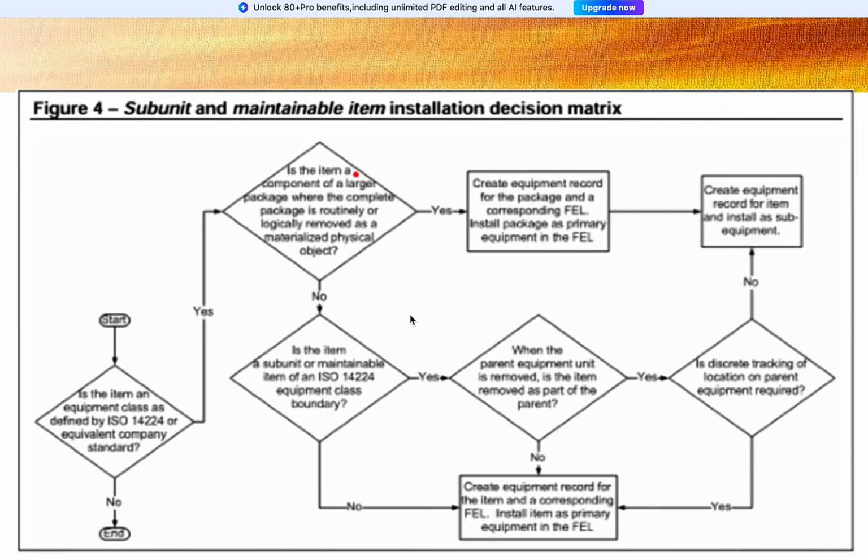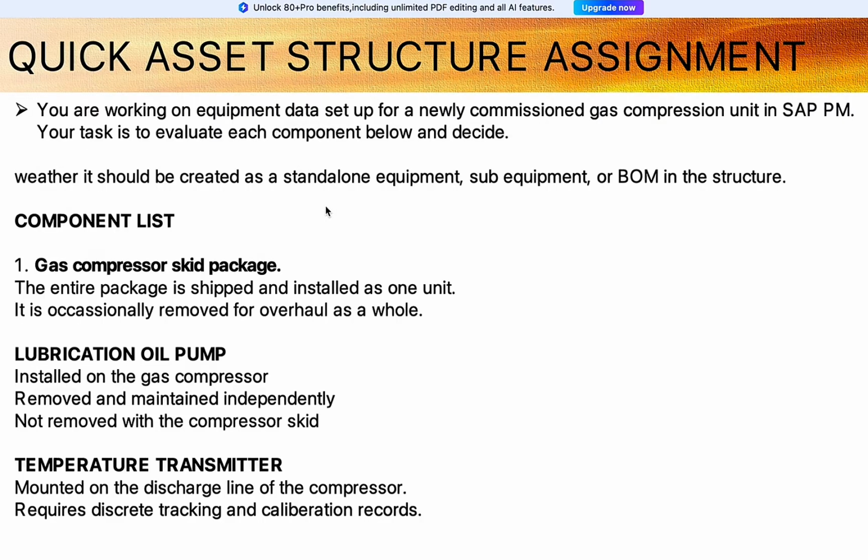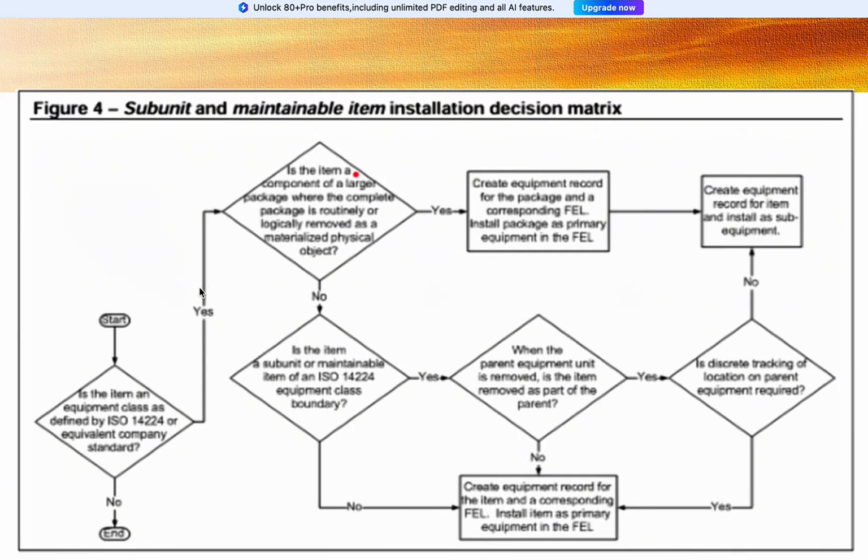All right, so if we look at this decision matrix, it first of all asks us if this equipment is an equipment class according to ISO 14224. So the answer is yes, it is. Now the next question says, is it a component of a larger package? If you look at the gas compressor skid package, it is not a component of a larger package. They have told us that the entire package is shipped and installed as one unit.